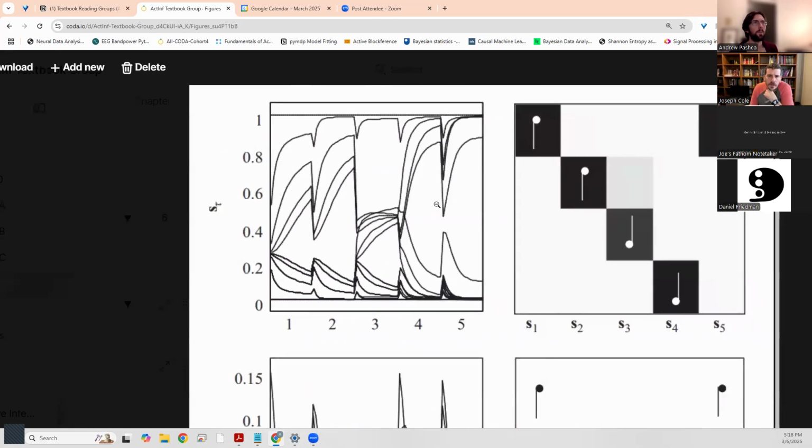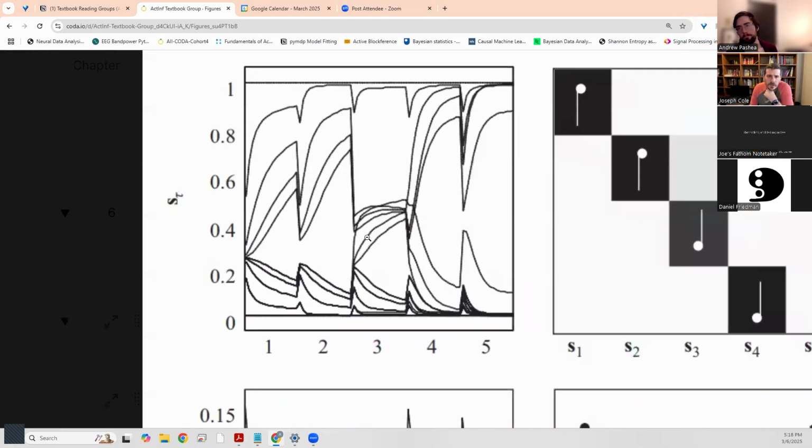Yeah. I think I'm still maybe a little lost. So you said that, just focusing on this top left, the y-axis is probability. Okay, so I get that. And what are all the different lines? Are these different trials?